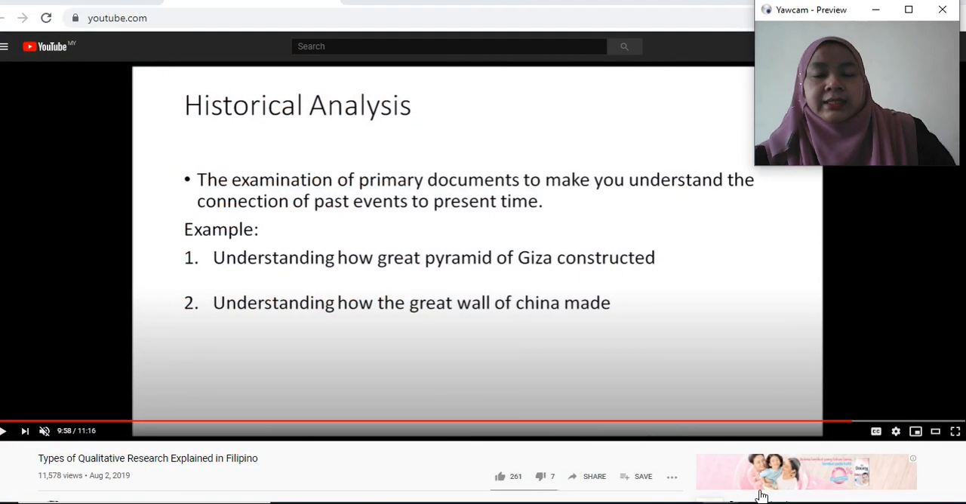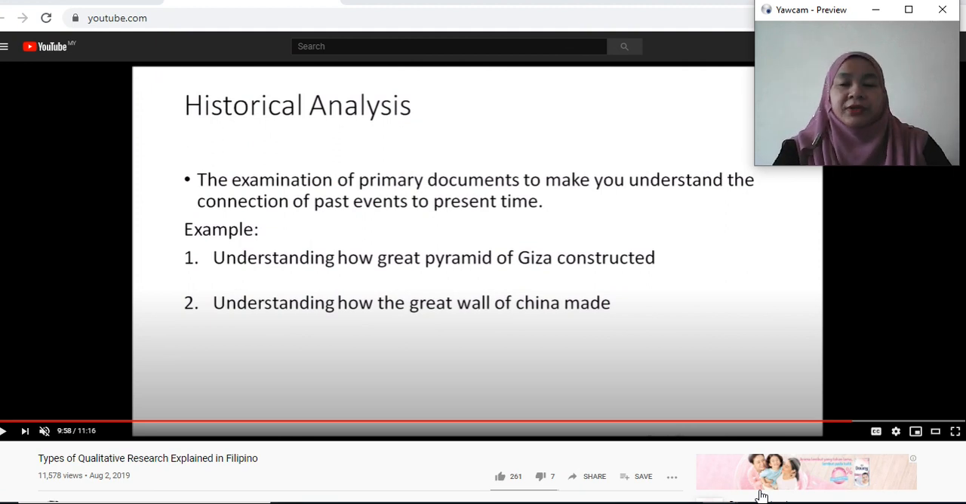Okay, historical analysis is the examination of primary documents to help you understand the connection of past events to the present time. Okay, what is the relation between zaman dahulu punya dengan sekarang? Is there any relation? The example given here is related to understanding how the pyramid of Giza was constructed. Bagaimana piramid itu bina and how to relate dengan current punya building.